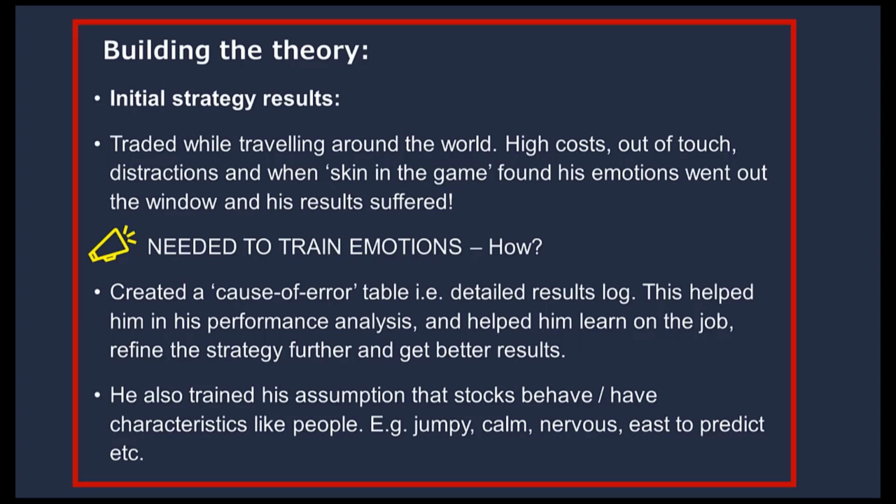And how did he do this? Well, he started with what he called a causal error table, what we would know as like a trading log or results table, where he jotted down everything he did, the performance analysis, how he got in, out, how he was feeling at the time, the reasons for those trades, and that helped him put together a picture of what was going on. And he also trained that assumption that stocks behave just like people. You can have jumpy stocks, calm stocks, nervous stocks, easy to predict stocks, etc., etc. So there's a lot of psychology and discipline and consistency and control that he's trying to build in and manage to make this strategy work. His idea, the underlying box theory, great, but he's finding that psychologically it's very difficult to apply.